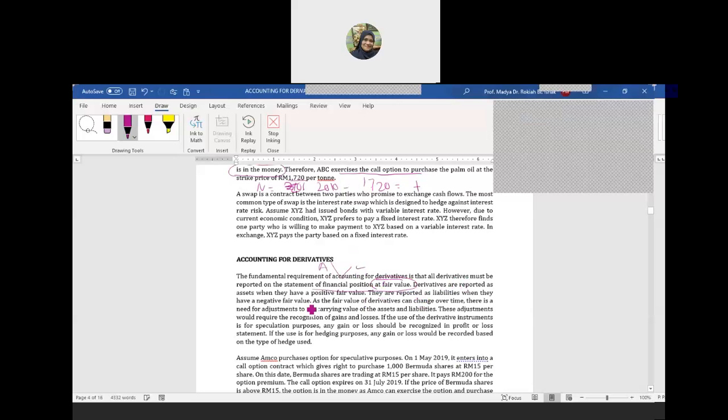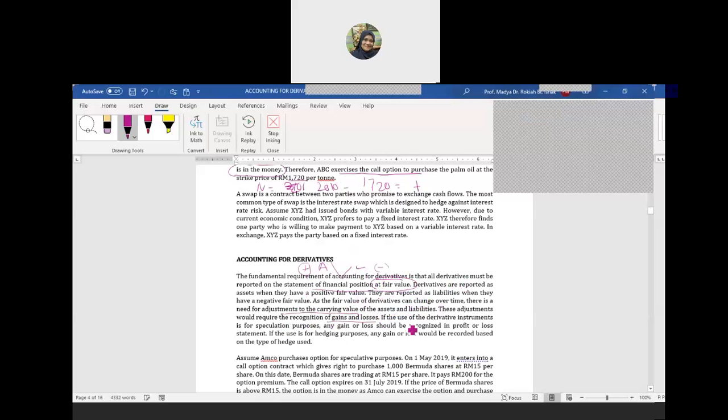Derivatives are reported as an asset when they have a positive value, and they are reported as a liability when they have a negative value. As the fair value of a derivative can change over time, there is a need for adjustment to the carrying value of the assets and liabilities. So when there are changes in the fair value of the derivative, we need to make an adjustment for the carrying value. This adjustment will require the recognition of gain and loss.